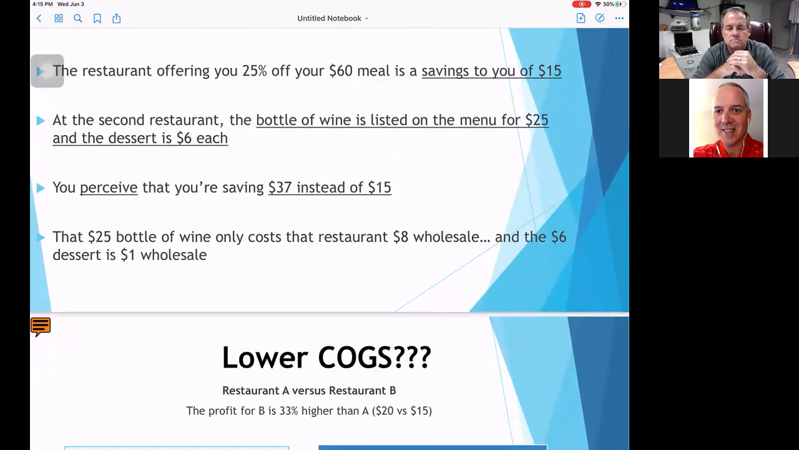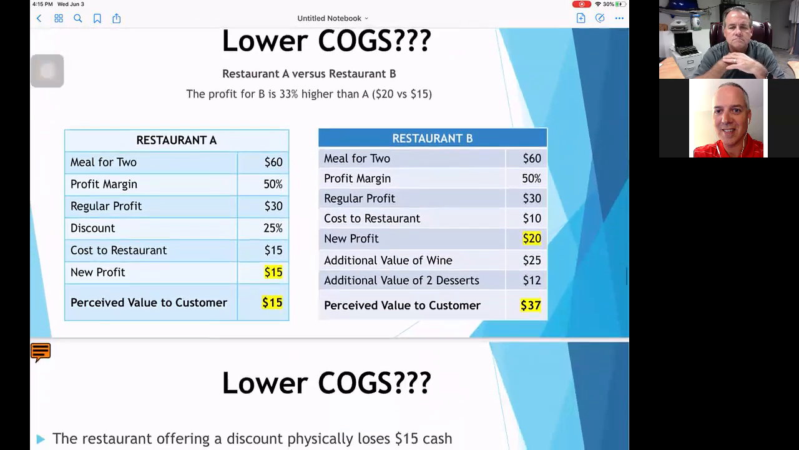That's $37. So we had a great little chart that says restaurant A was offering the 25% discount, which comes right out of his profit margin. So meal for two, $60. He had a 50% profit margin, which makes it $30 he was going to make. But he offered a 25% discount, which is $15, which comes right out of his profit, which now reduces his profit by half. So he's only making $15 per dinner.